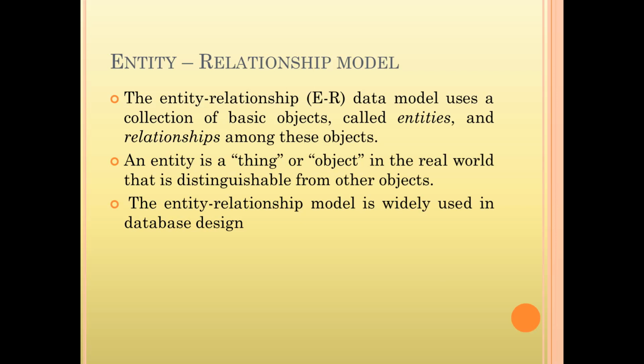Next comes the entity relationship model. In general we call it the ER model. The ER model is a collection of basic objects called entities and relationships among these entities. What is an entity? An entity is a thing or an object in the real world that is distinguishable from any other objects. So we'll see an example of how to define an ER model.